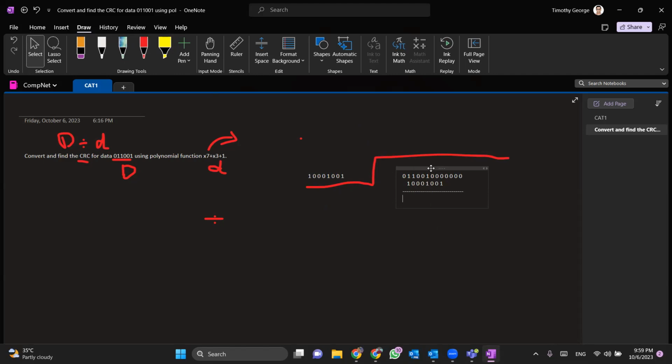Now, how do you do the normal long division? You would subtract the two, but in here we do XORs. So you should know how an XOR works. I'm just going to write X. Let me write here: 0 XOR 0 equals 0. 0 XOR 1 equals 1. 1 XOR 0 equals 1, sorry. And same, 1 XOR 1 equals 0.